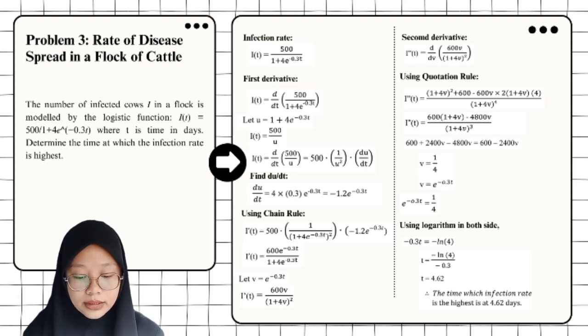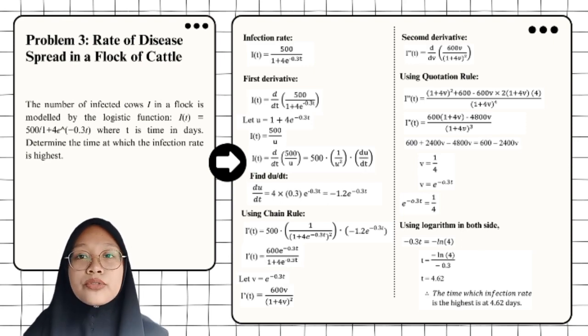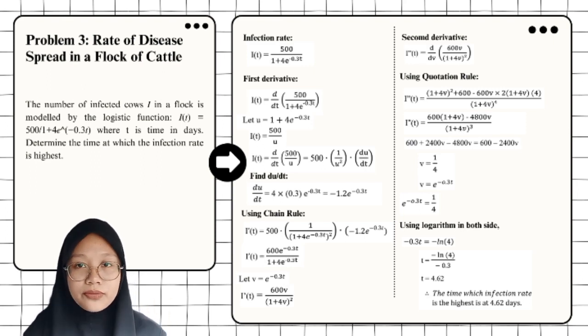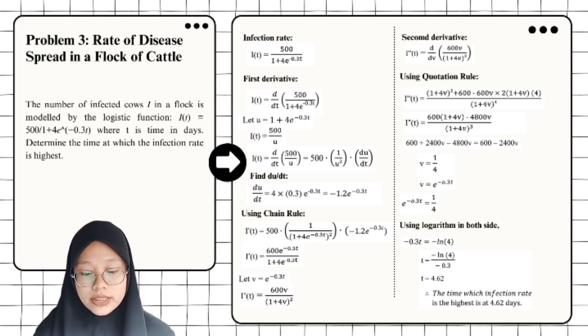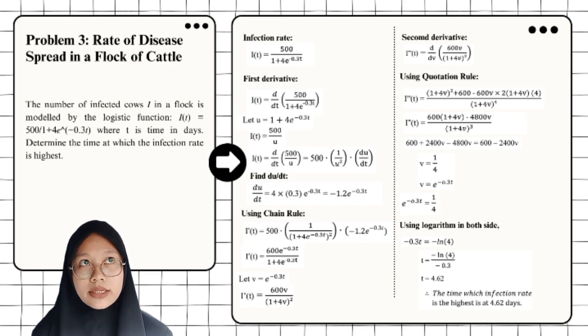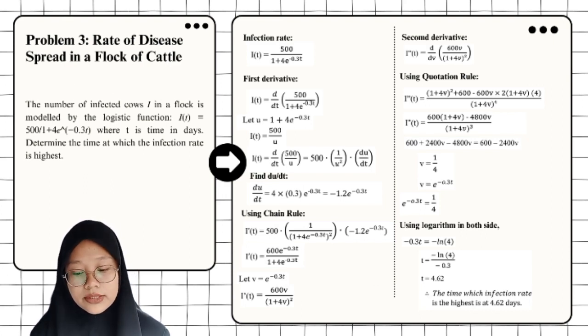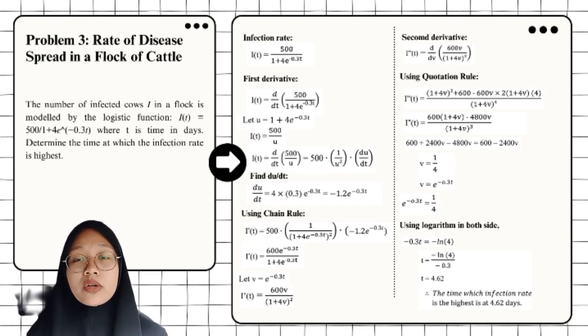Second step, find the maximum infection rate. So, to find the maximum of the infection rate, we need to set the second derivative to 0, by letting v equal to e to the power of negative 0.3t. So, the second derivative will be d over dv times 600v over 1 plus 4v squared. After that, by using the quotient rule, we can get the value of v.